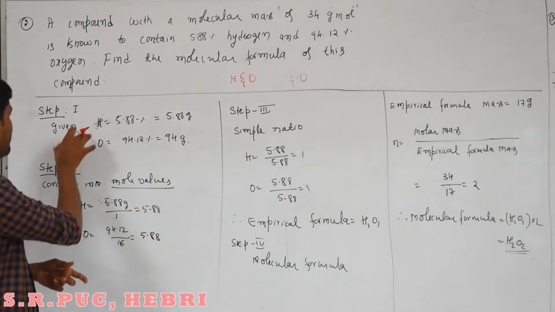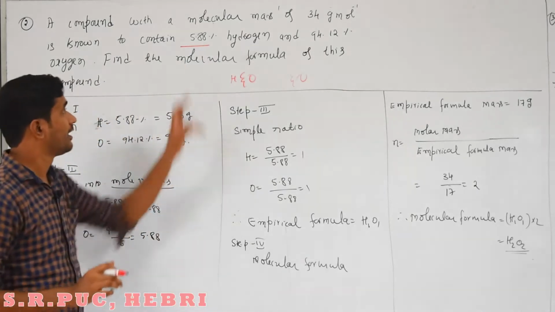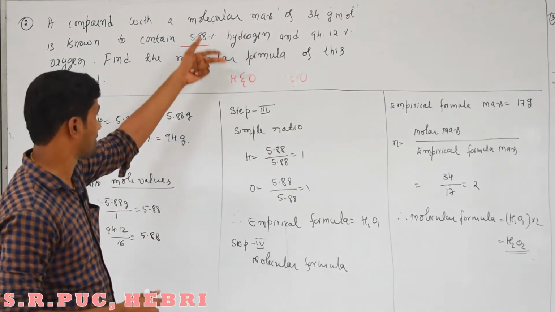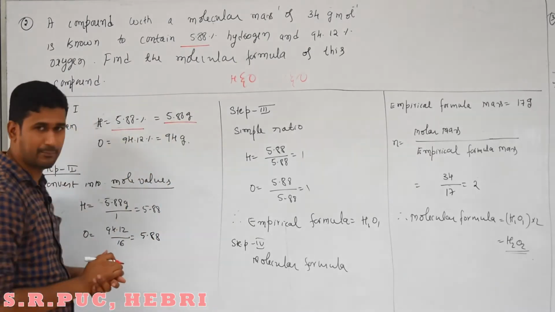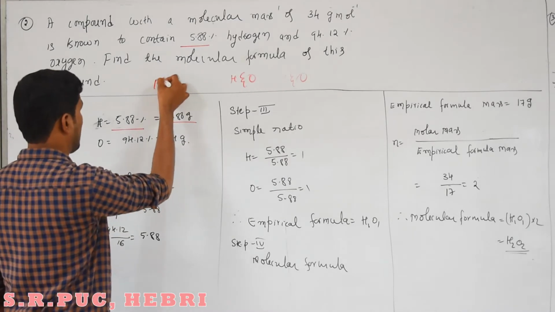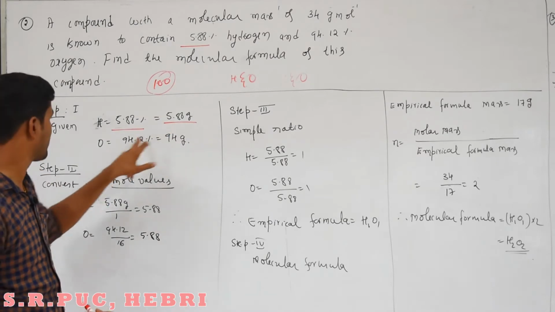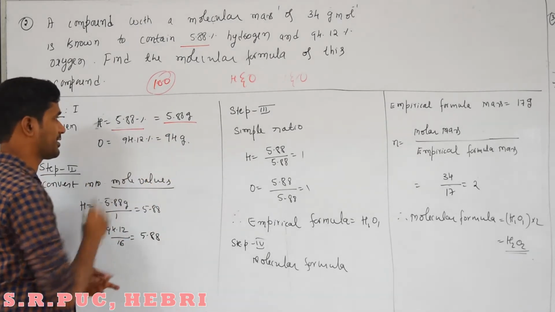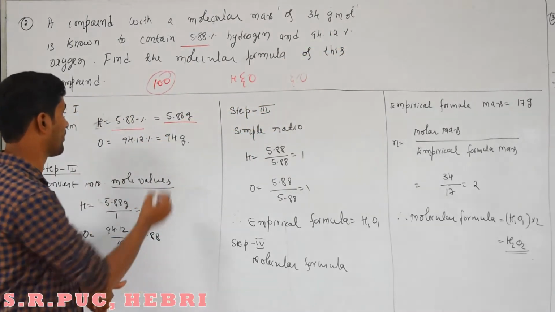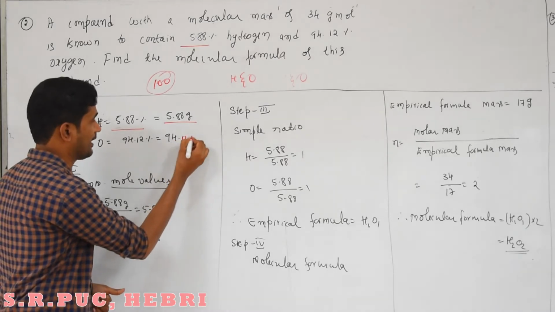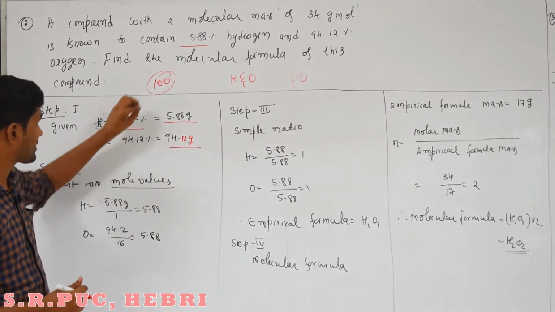The first step, step 1: we have to convert these percentages into mass. It's a direct conversion. Straight away you write 5.88% as 5.88 gram, because total percentage is calculated for 100 parts. Out of 100 gram, 5.88 gram of hydrogen is present and 94.12% of oxygen is equivalent to 94.12 gram, not 94 exactly. So this is about the masses of the two elements present in the compound.